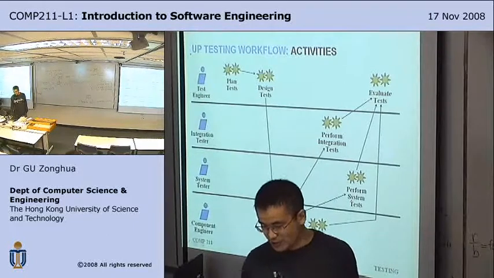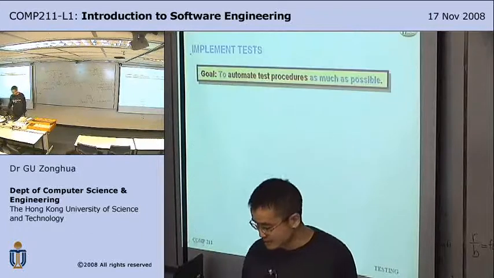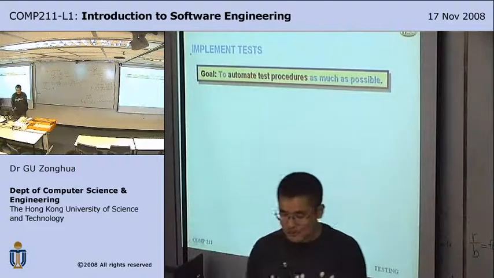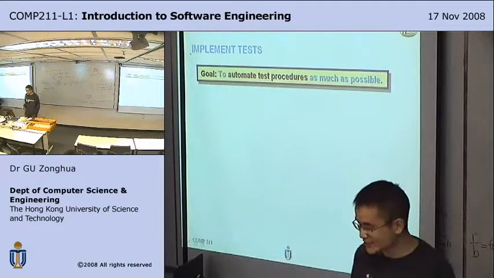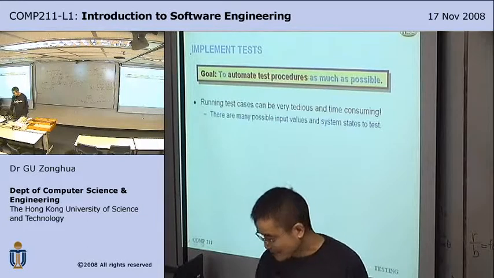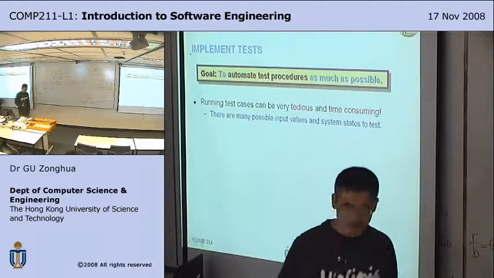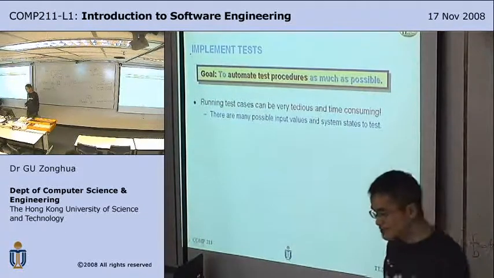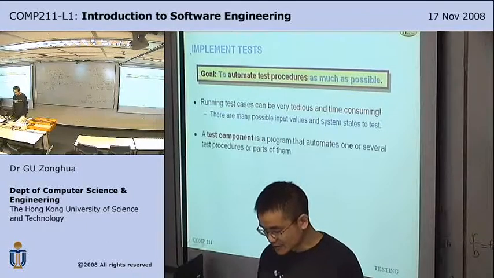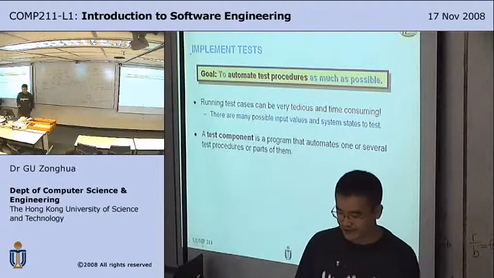So now we're done with the design tests. We go to implement tests. The implement test is to automate the test procedures as much as possible, because running test cases can be very tedious and time-consuming. There are many possible input values and output and system states to test. So a test component is a program that automates one or several test procedures or parts of them.